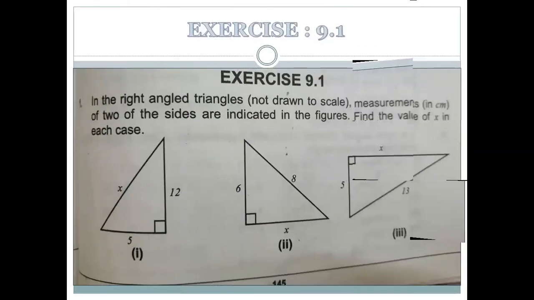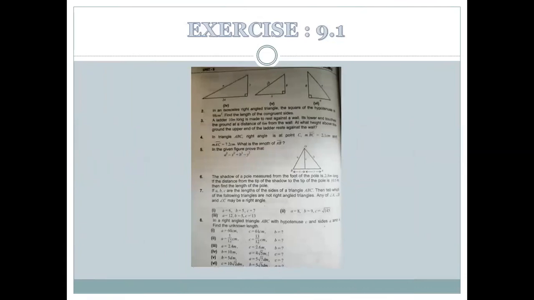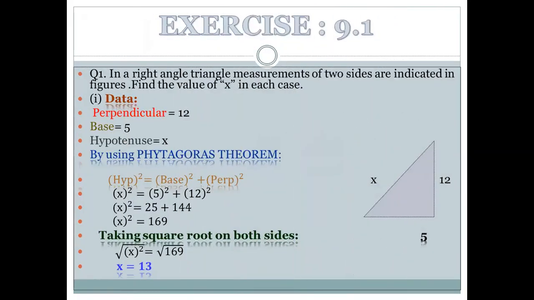Yes, now exercise 9.1. Question 1, and how many parts are there? 6 parts are there. All the exercise is included. 9 questions are there and all the questions are included in our scheme. Question 1: in the right angle triangle, measured in centimeter, the sides are indicated in the figure. Find the value of x in each case.